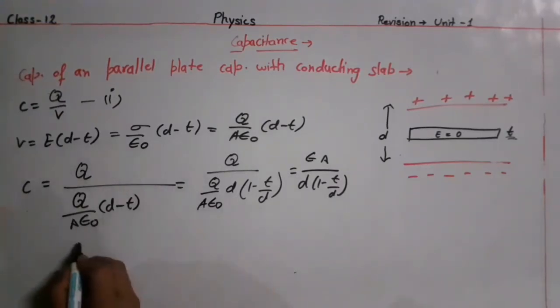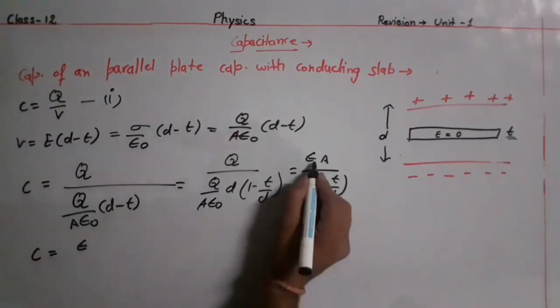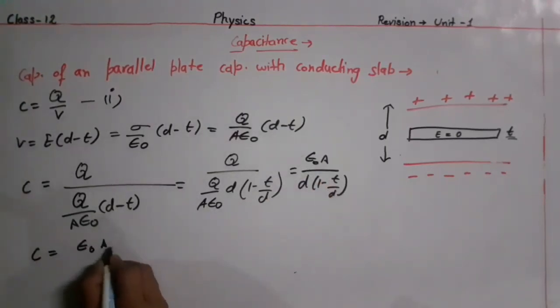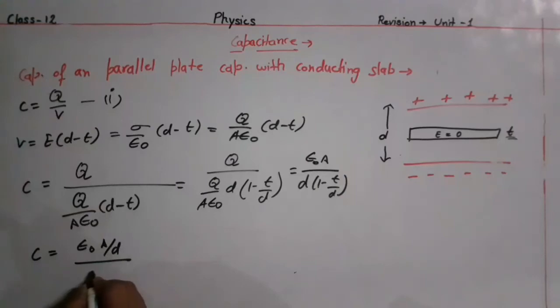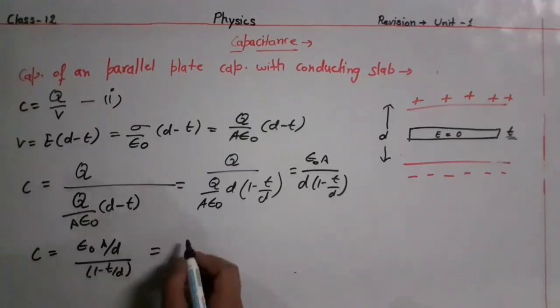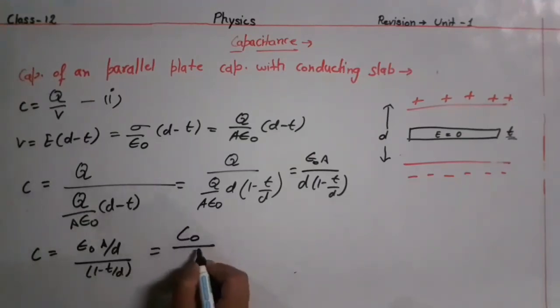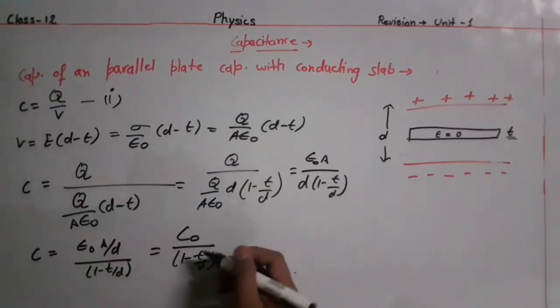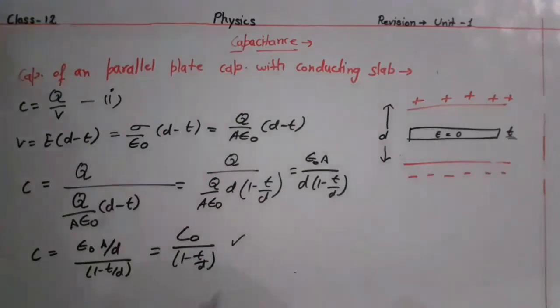now this can be rewritten in the form of C is equal to epsilon naught A divided by D, divided by 1 minus T by D. Okay, and epsilon naught A by D is our capacitance due to a parallel plate conductor. This will give us 1 minus T by D. So this is our capacitance when we have a conducting slab between the capacitor plates.